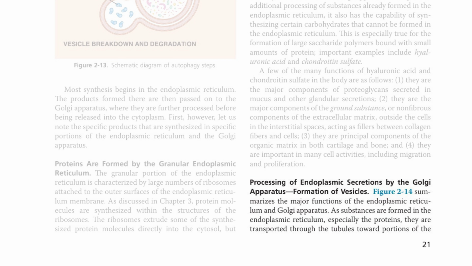Processing of endoplasmic secretions by the Golgi apparatus. Formation of vesicles. Figure 2-14 summarizes the major functions of the endoplasmic reticulum and Golgi apparatus.